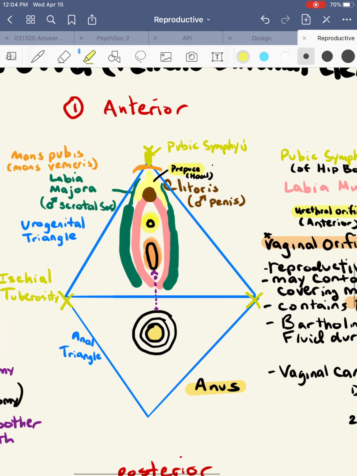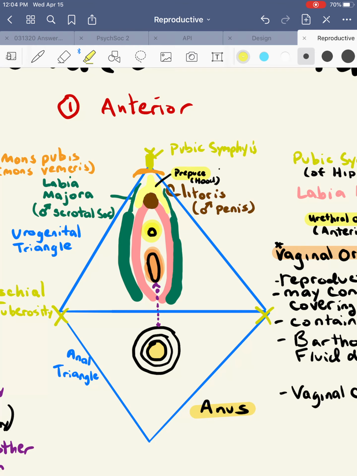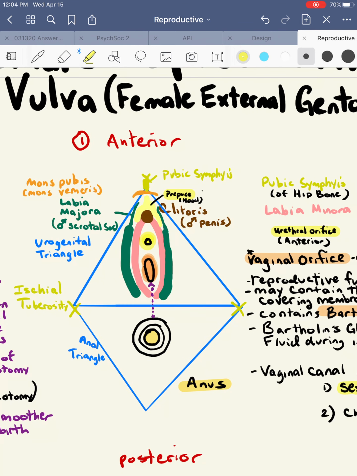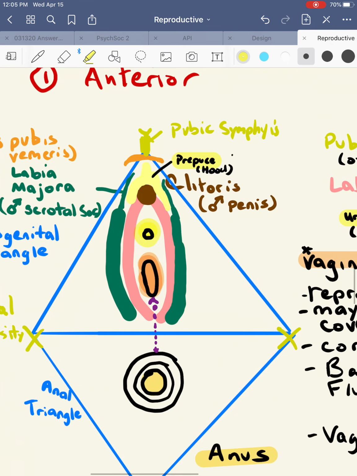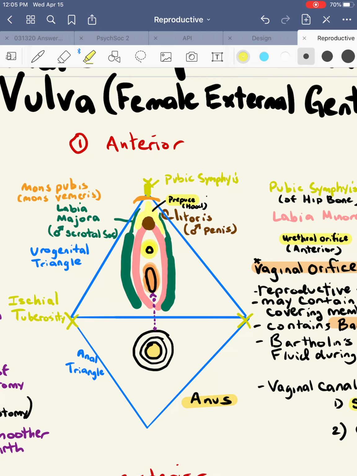Notice there are two lips, right? You have the Labia Minora, which is the minor lip that surrounds the two openings, the urethral orifice and the vaginal orifice. And lateral to that, you have another type of layer, which is called the Labia Majora, also known as the major lips. The Labia Majora is analogous to the scrotal sac.